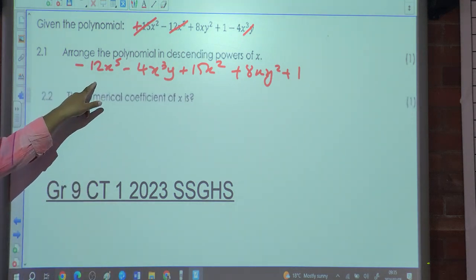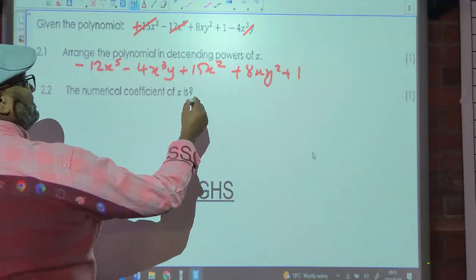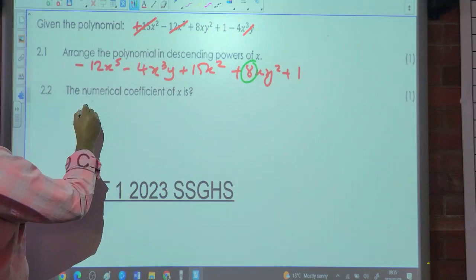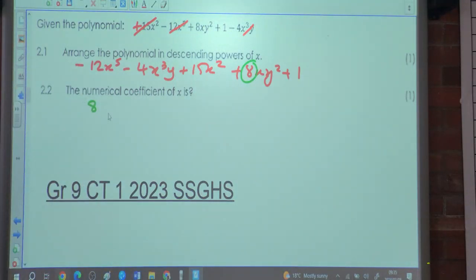Then in 2.2 they want to know the numerical coefficient of x. The numerical coefficient is the number. Not so? The number is of course 8. Okay. What's the numerical coefficient of x to the 5? Negative 12.